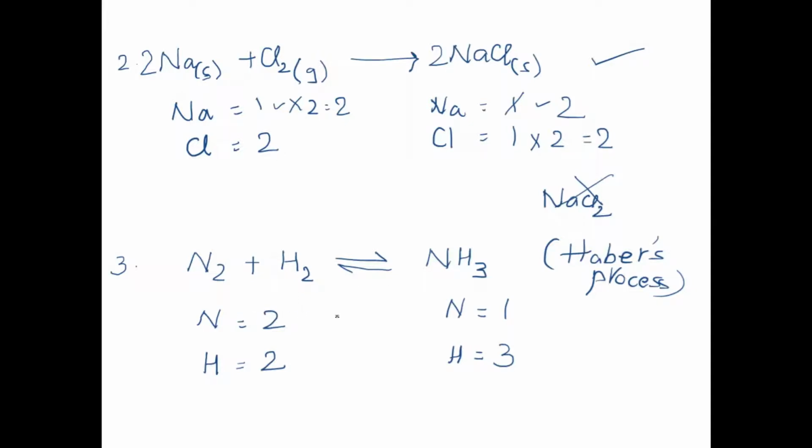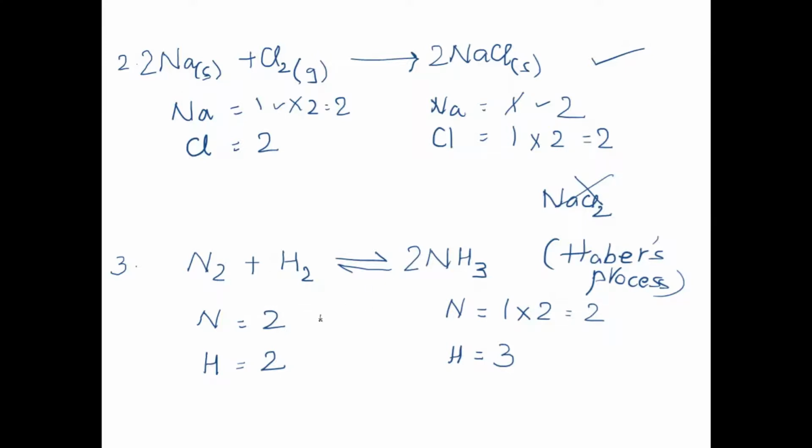So now in this case, nothing is balanced. This is 2, this is 1. So now this is 2, this is 3. How to do it? I should try, this is a hit and trial method. So let's multiply with 2. So nitrogen becomes balanced. Now this 2 will be written before this compound.